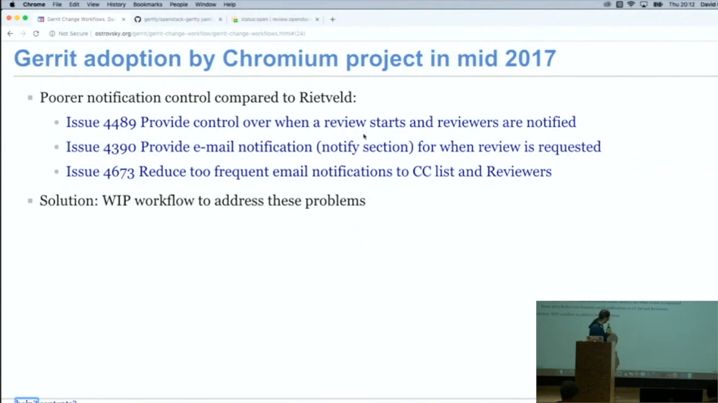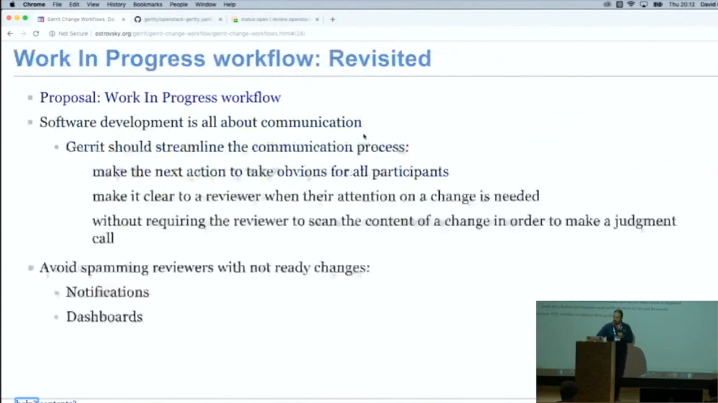And if you see another customer appears on the horizon, you see exactly the same issue in the issue tracker, and there wasn't a good answer in Gerrit back then, and the solution was, okay, let's revisit the WIP workflow and try to address and solve the problem and also help adoption of Gerrit for the Chromium project. Okay, so again, revisit what we are actually talking about. Software development is all about communication, and Gerrit should streamline the communication process and make the next action to take from reviewer or from change owner obvious.